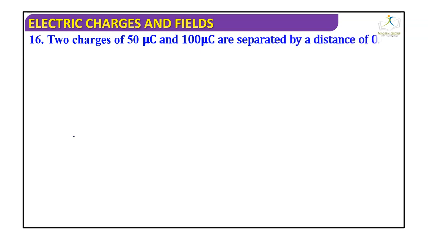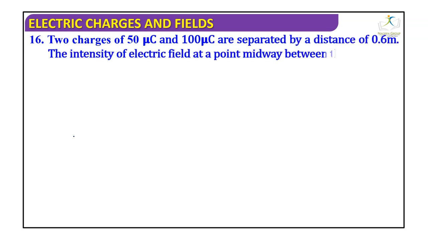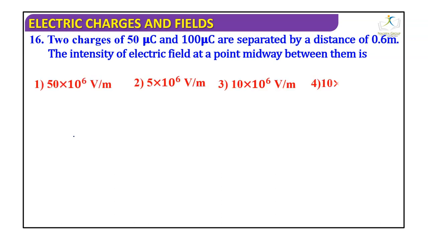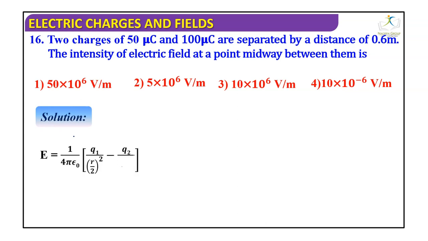Next question, we have two charges of 5 microcoulomb and 100 microcoulomb separated by a distance of 0.6 meter. The intensity of the electric field at a point midway between them is? So we have the options. Let us see the solution of this question. E is equal to 1 by 4 pi epsilon naught, q1 divided by (r by 2) whole square minus q2 by (r by 2) whole square. According to that, the second option is correct. What you have to do is just put in these values and you will get the result.